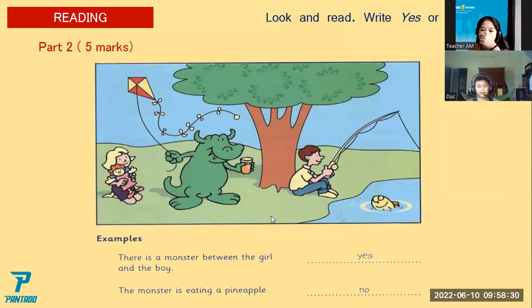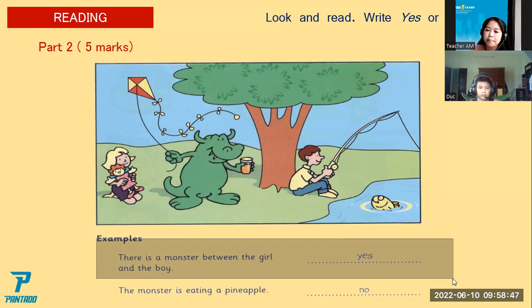And drinking juice. Okay. What about the girl? What's the girl doing? Playing a doll. Very good. So we have two examples here. Can you please read the first example? Yes. Okay. Please read that one. There is a monster between the girl and the boy.